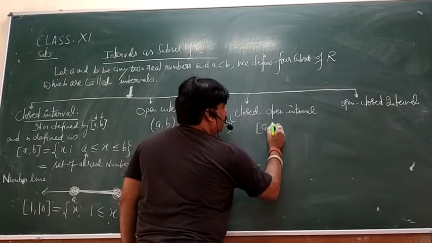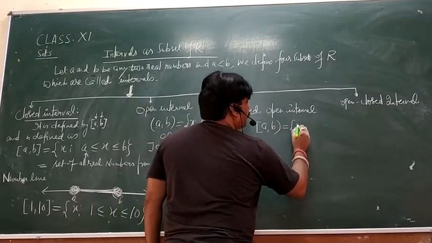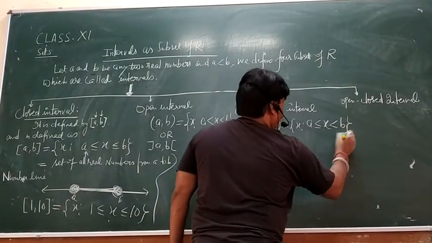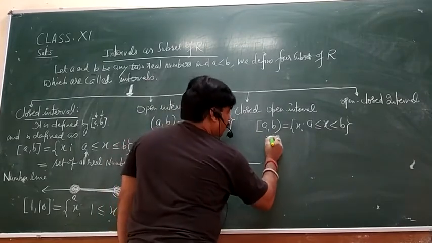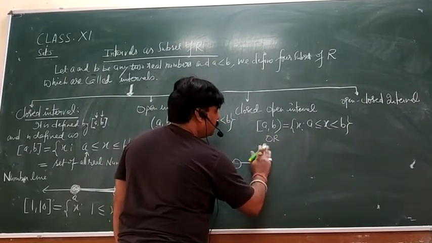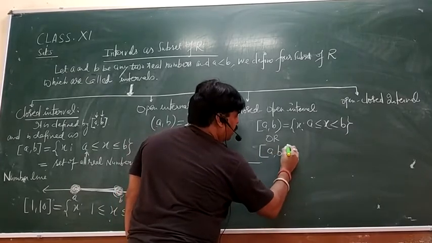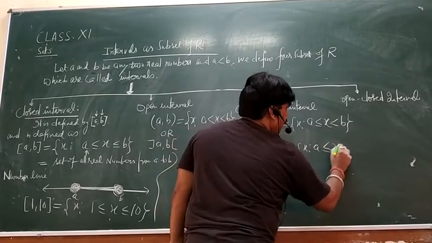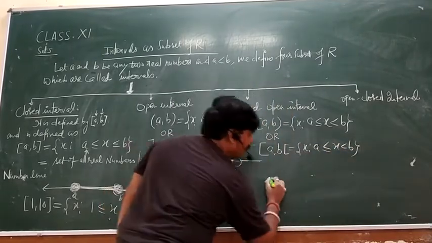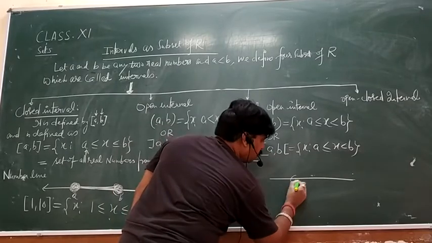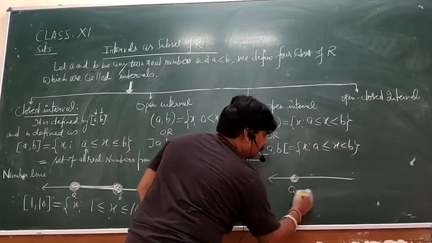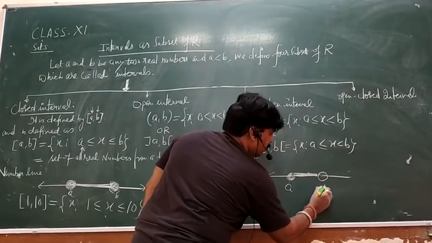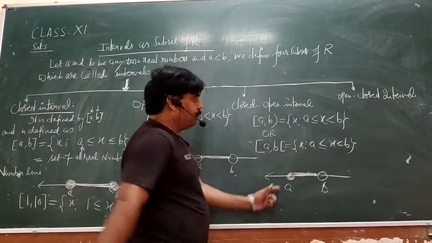Now there will be closed-open: [a, b), or sometimes written [a, b[. It means x such that a is less than or equal to x is less than b. If you represent it on a number line, a is included, so you make it dark here at a, but b is not included, not dark. This portion represents closed-open.